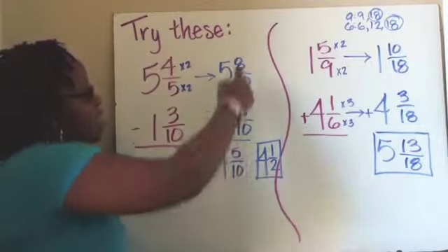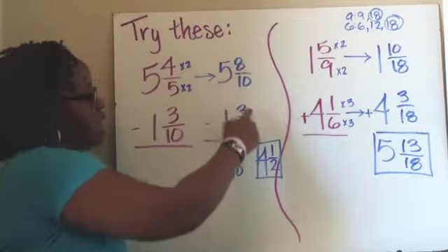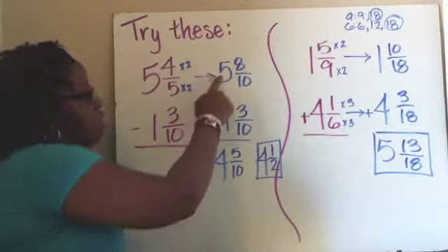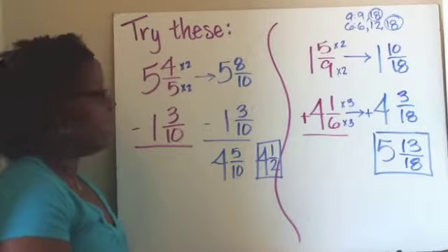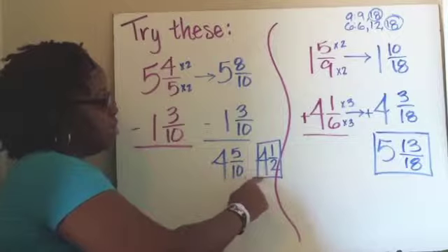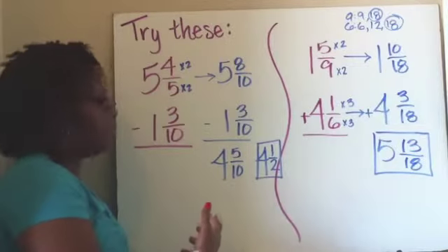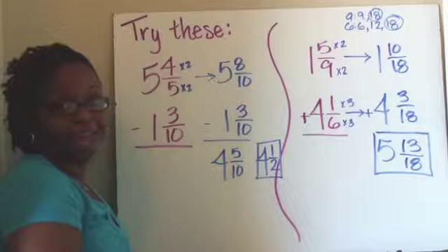Remember, start on the right, subtract the fractions first. So 8 minus 3, 5/10. Whole numbers, 5 minus 1 is 4. And then don't forget to simplify. So I can divide both of those by 5, their common factor, to get 4 1/2.